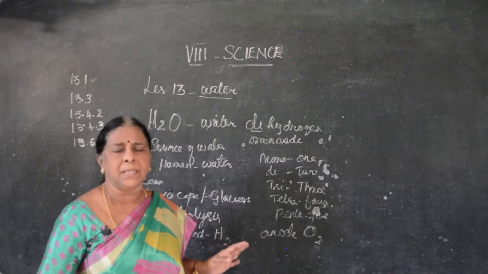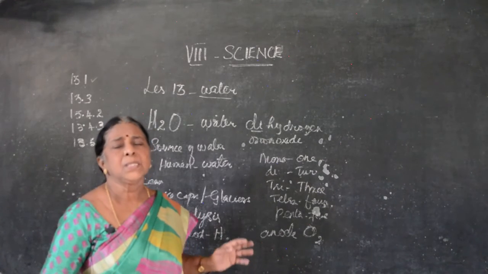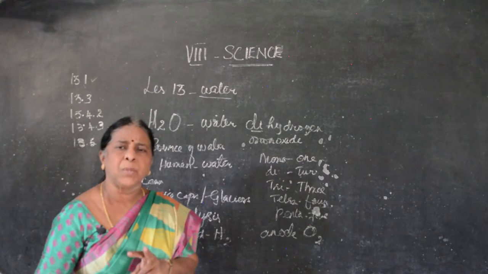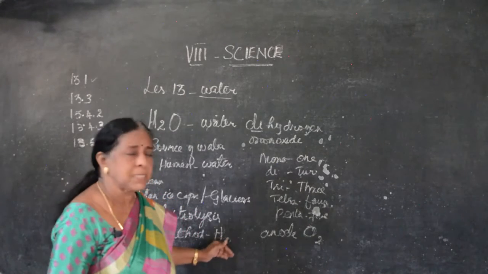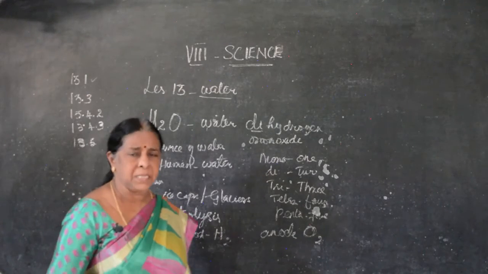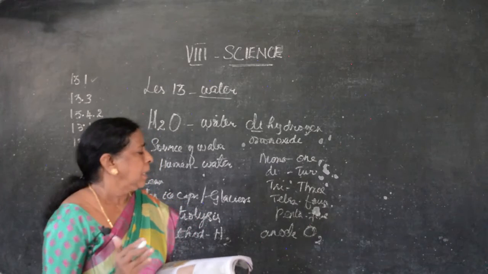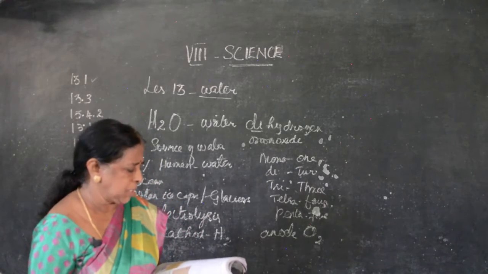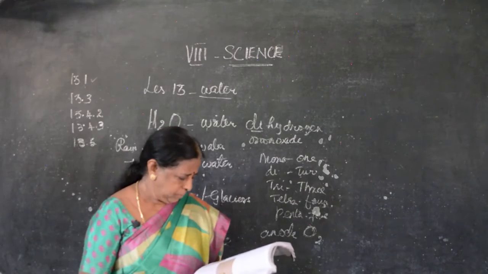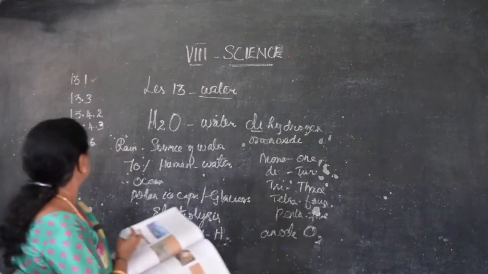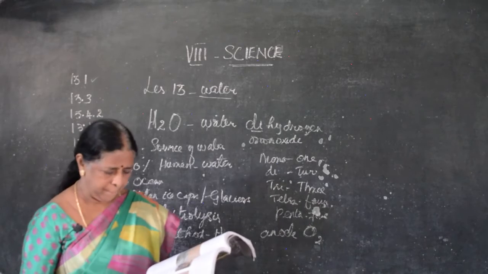Hydrogen does not stand alone because it is the lightest element. So 2 atoms combined together, more than 1 atom combined, that is what? Molecule. Hydrogen is always in the form of molecule only. Oxygen remains alone, that is oxygen in the form of element. The valency of oxygen is 2. Okay. Now we have to see 13.3. What is 13.3?